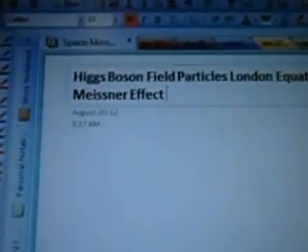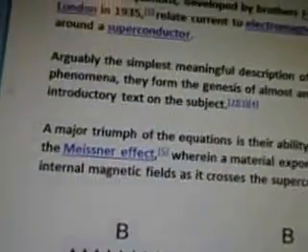So next video is Higgs Boson Field Particles, London Equation, Superconductor Meissner Effect. Quote from Wiki, and this was filmed August 20th. It was researched August 20th, today September 17th, 2012.